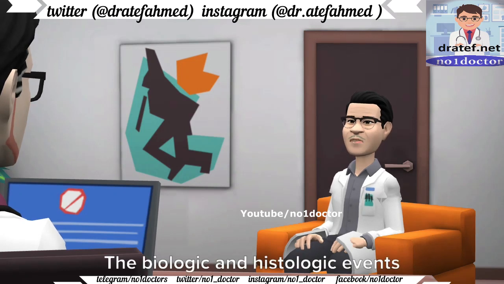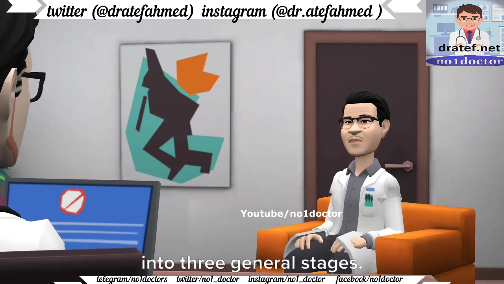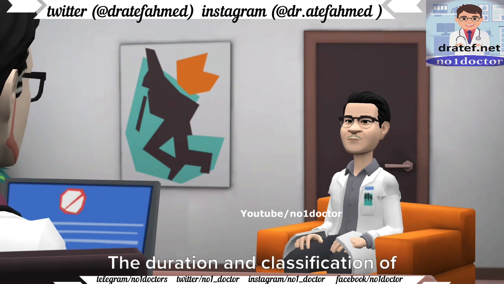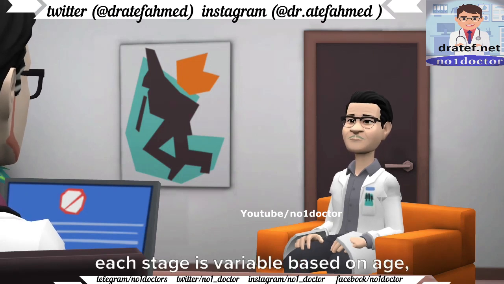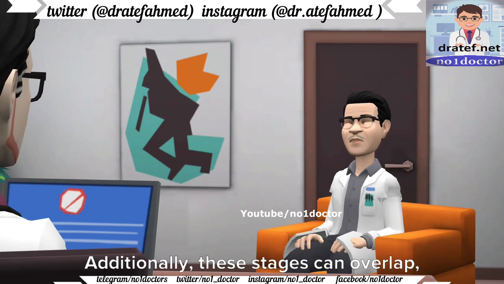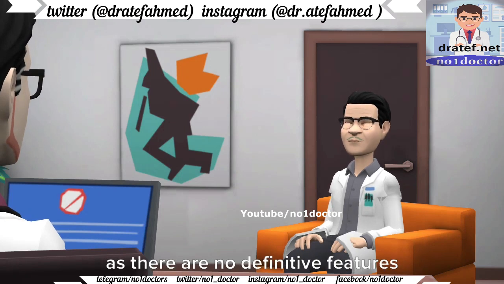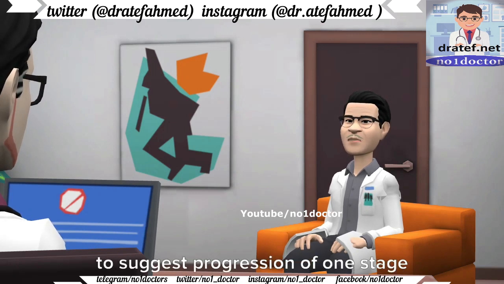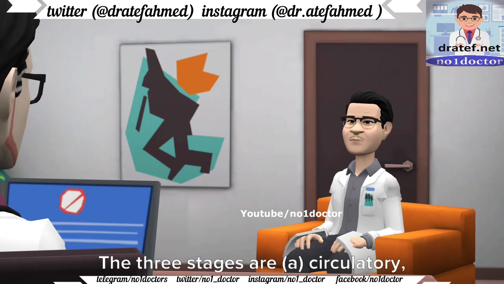Hormonal. The biologic and histologic events in fracture repair can be divided into 3 general stages. The duration and classification of each stage is variable based on age, general health, and other factors. Additionally, these stages can overlap, as there are no definitive features to suggest progression of one stage to another.